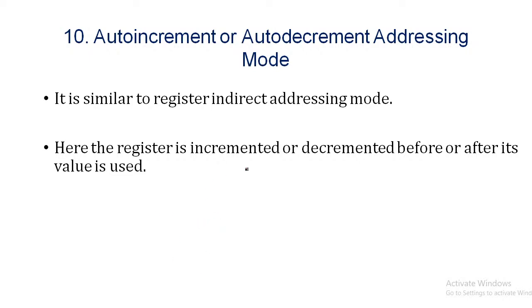In case of auto increment, the register value may be the HL pair. I have given one question, and in that case the HL pair is considered. So the register content will be incremented or decremented before or after its value is used. This is the case in auto increment and auto decrement addressing mode.